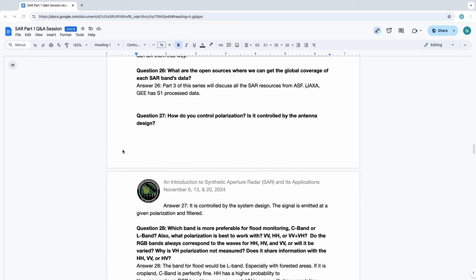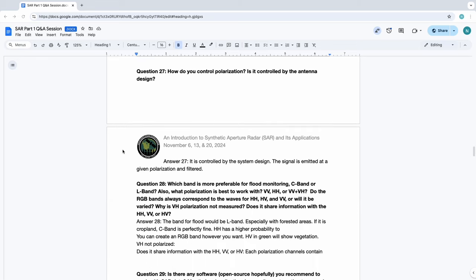How do you control polarization? Is it controlled by the antenna design? So it's controlled by the system design. And so you have a filter where you emit the signal in a given polarization, and then whatever comes back, you're just receiving. So you filter just to receive in a given polarization.